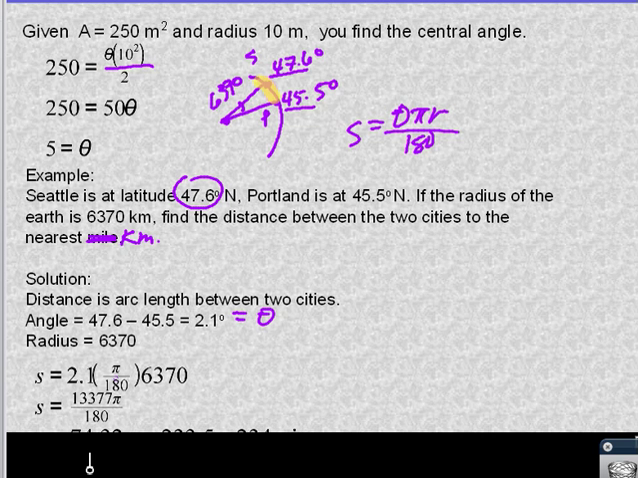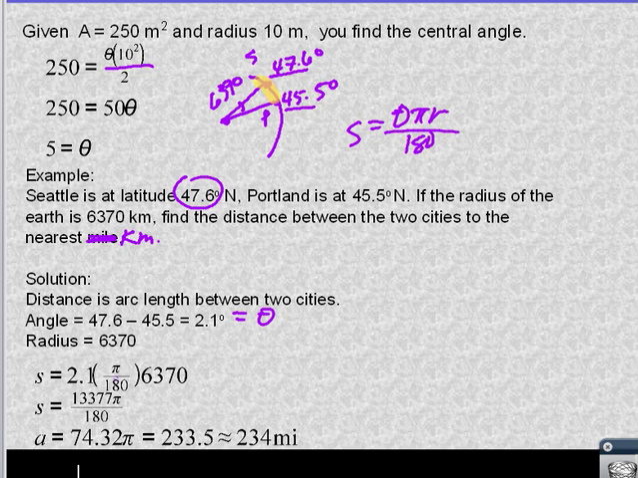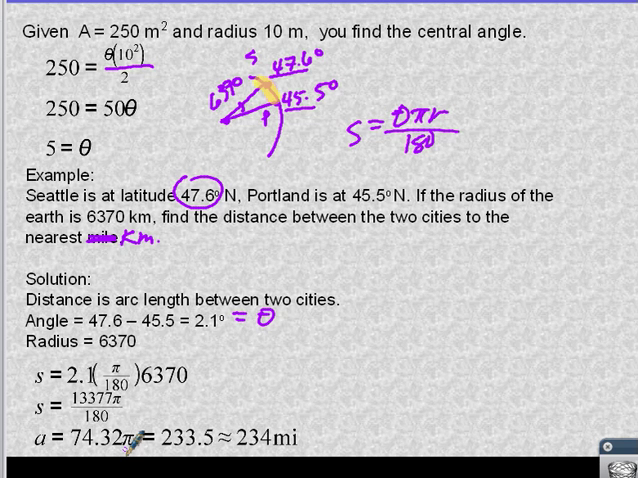We want it to the nearest kilometer, so we're actually going to end up putting it into our calculator. And again, I changed units. You should get about 233.5, which if I round to the nearest kilometer is 234 kilometers.